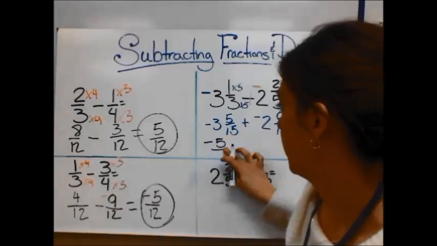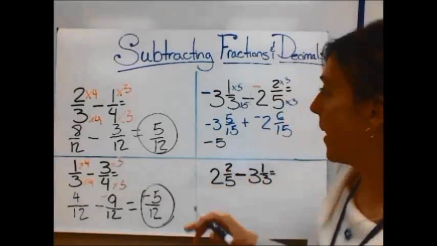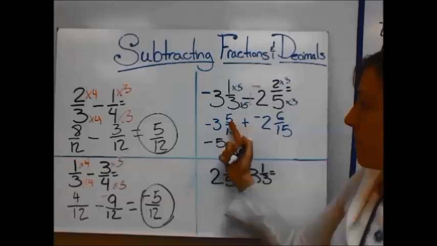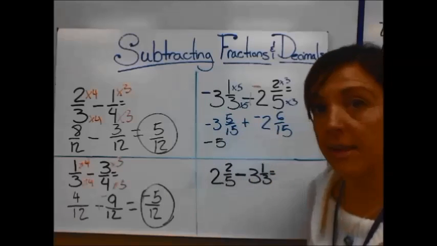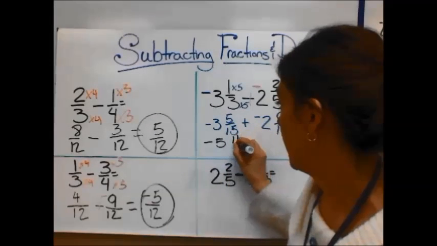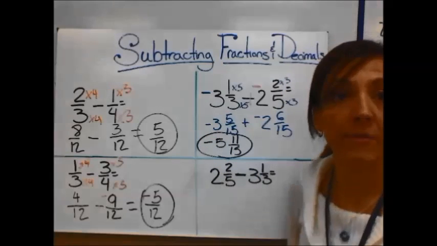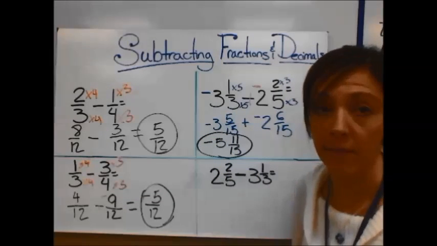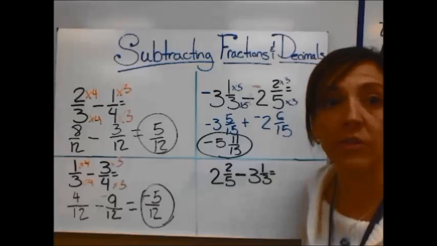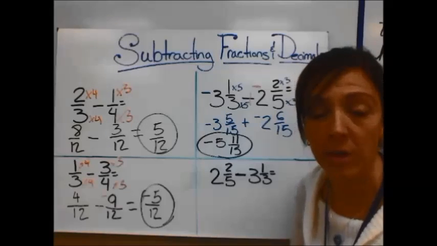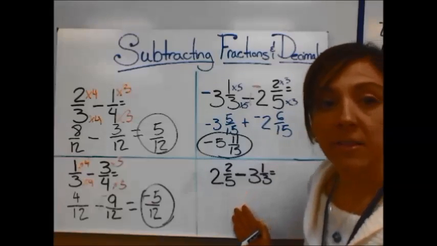And that's my whole number. And then negative 5 plus a negative 6 is a negative 11 fifteenths. And since it's all negative, that's my answer, negative 5 and 11 fifteenths. If you want to change it to an improper fraction, if that helps you, that's fine. You can do that. All right, let's look at this last one.